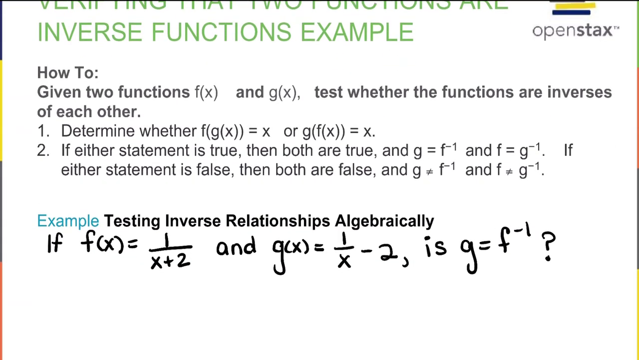Okay, so how to, given two functions f of x and g of x, test whether the functions are inverses of one another. And this is what I told you earlier on the other slide: if I take the composites of those two functions and I get x, then they are inverses. So to determine this, we first find the composites. If we get x, if either of the statements is true, then both are true, and g is the inverse of f, and f is the inverse of g. And if either statement is false, then both are false, and g is not the inverse of f, and f is not the inverse of g.